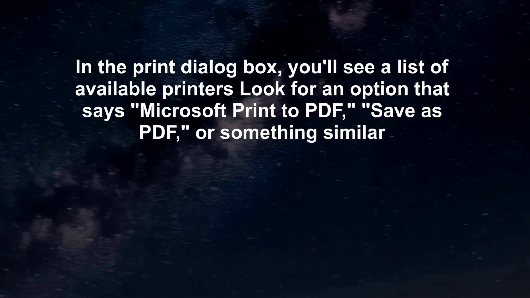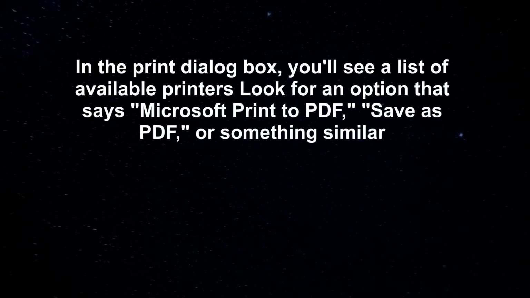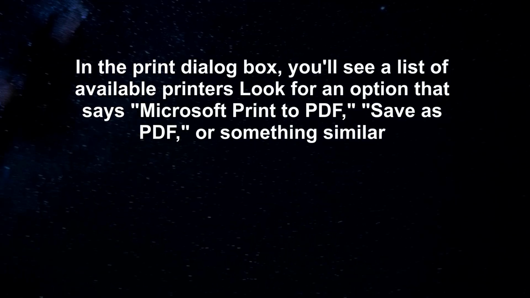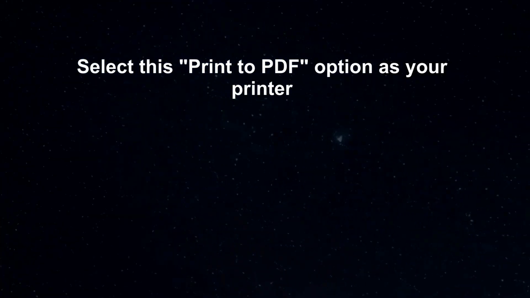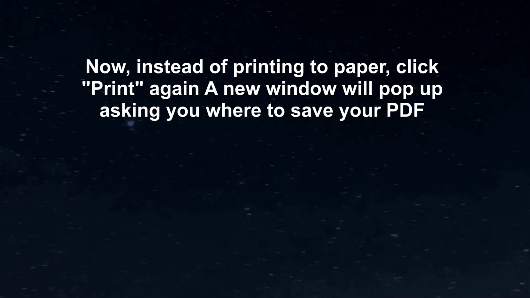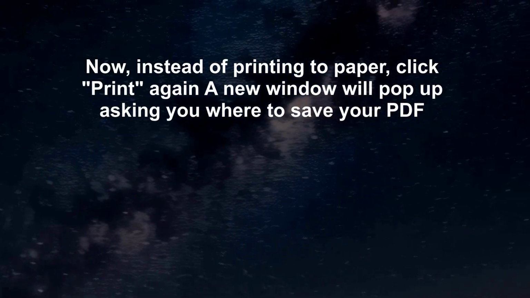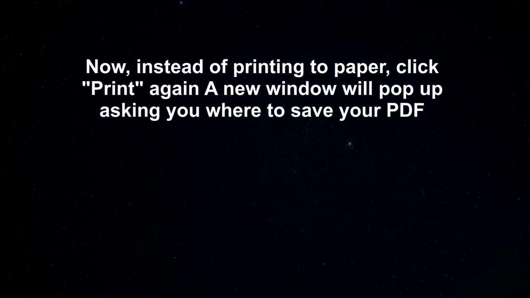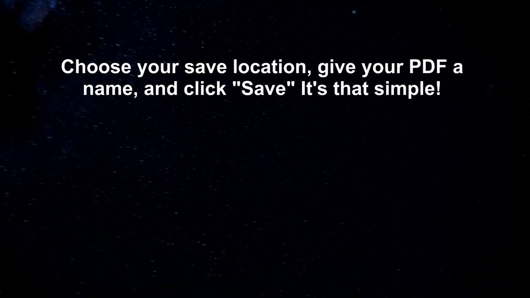Look for an option that says Microsoft Print to PDF, Save as PDF, or something similar. Select this Print to PDF option as your printer. Now, instead of printing to paper, click Print. Again, a new window will pop up asking you where to save your PDF. Choose your save location, give your PDF a name, and click Save.